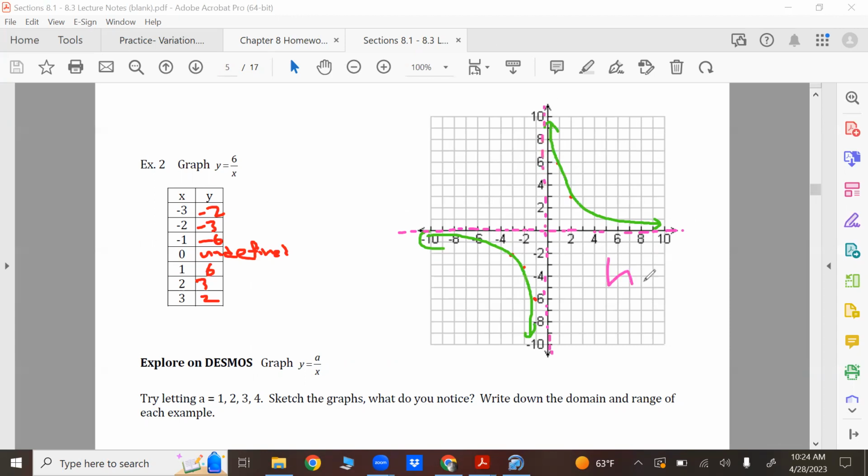So you have a horizontal asymptote at y equals 0. You have a vertical asymptote at x equals 0. Negative 1? I said x equals 0. That's an arrow.